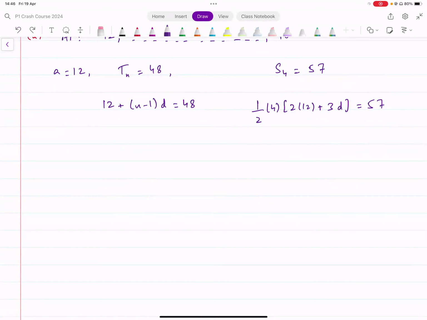because we only have one unknown here. This is 2. Let's simplify this. 2 into 24 plus 6d, that equals 57. 48 plus 12d equals 57. And the value of d will turn out to be 9 over 12, which is 0.75. Sir, how did you write 6d?